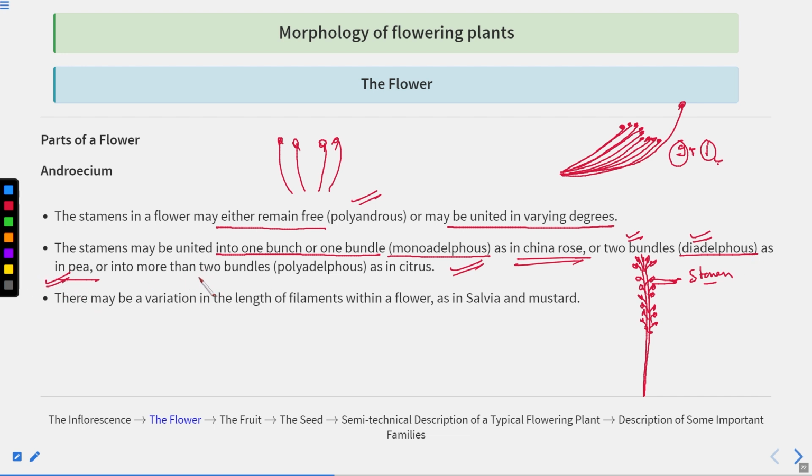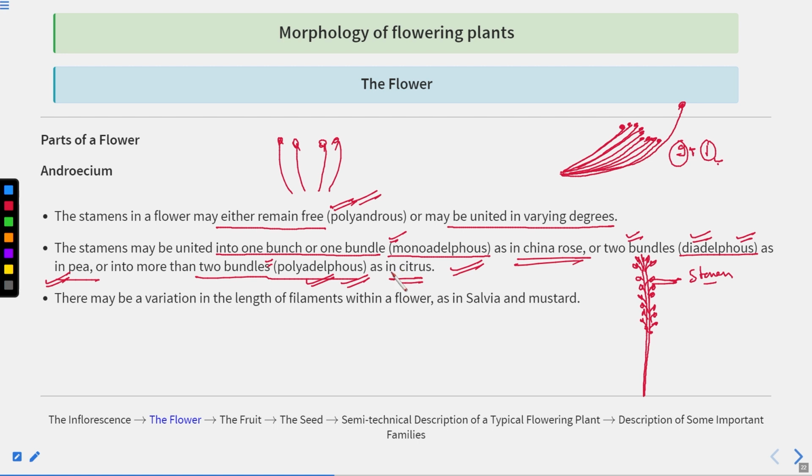Or the stamens may be in more than two bundles, that is polyadelphous, as you see in the case of citrus. They are present in many different groups, so they are called polyadelphous. So you must remember: when all these stamens are free, they are called polyandrous. When they form one bunch or one bundle, that is monoadelphous, which you see in the case of China rose. Two bundles, you see in the case of the pea plant. And sometimes they are present in more than two bundles, or many bundles, then they are called polyadelphous.